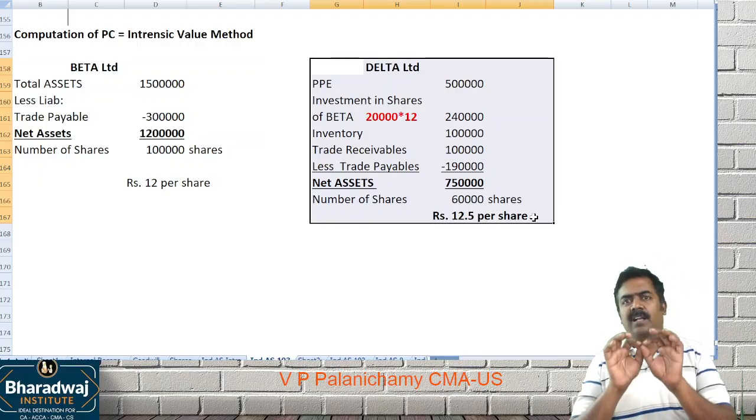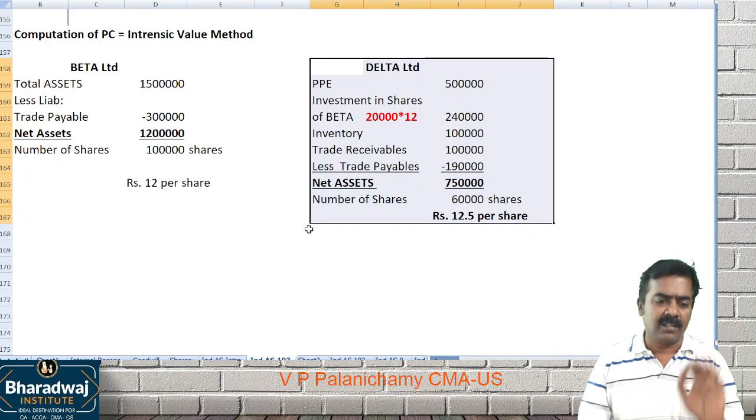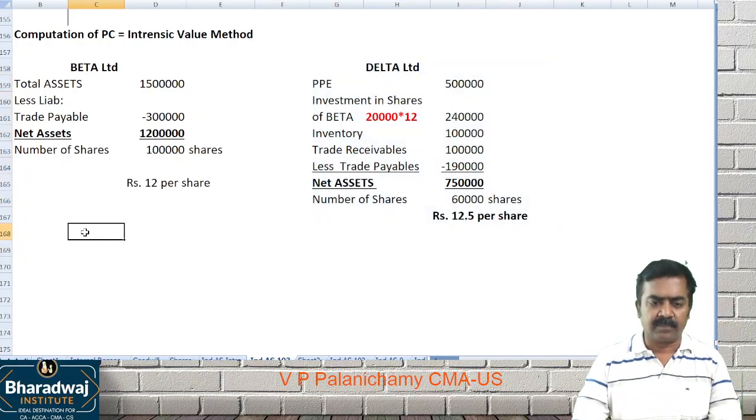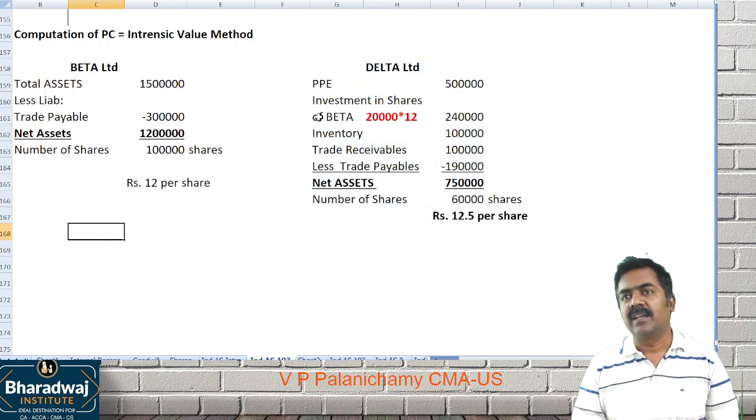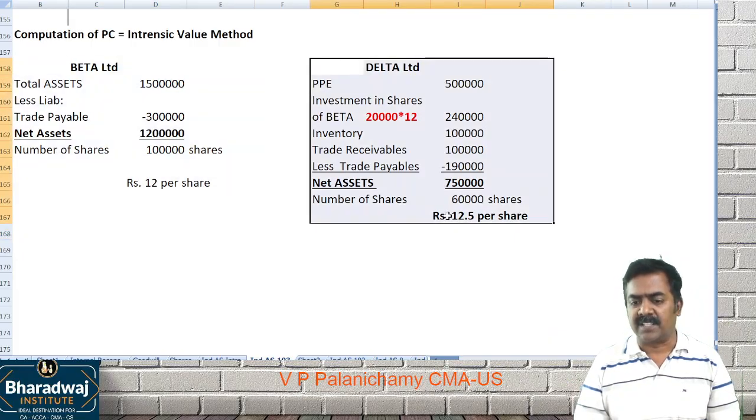There are multiple methods of working out the answer now. I'll tell you all the methods of working. Pay attention. Who's going to buy? Beta. Who's going to sell? Delta. Simple. What is the seller's value?